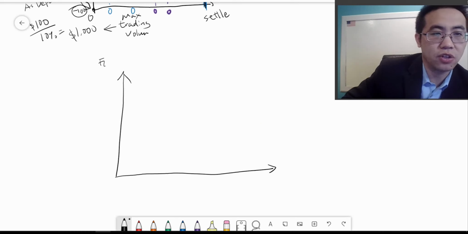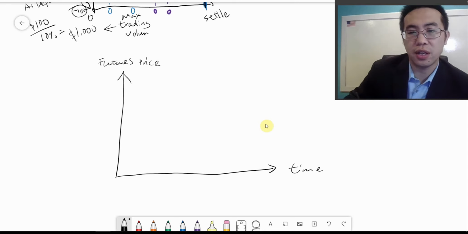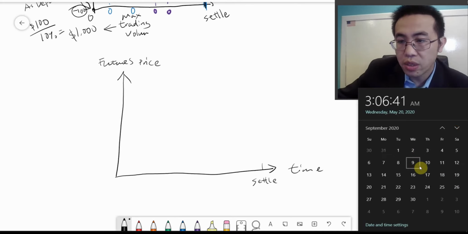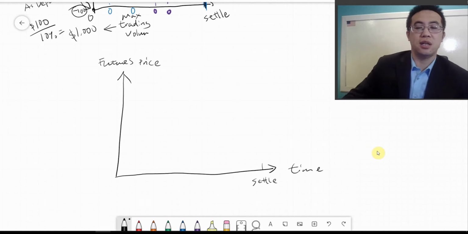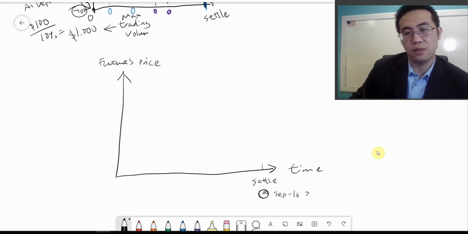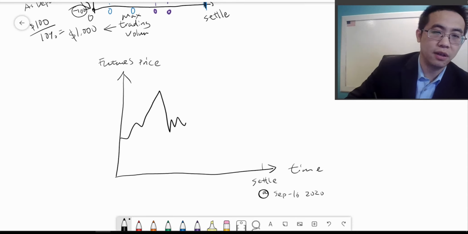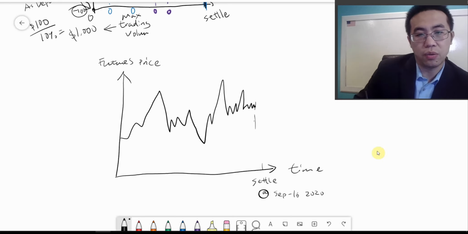Let's say again, this is the futures price, and this is the time. Let's say this future has a settlement date. This time is the third Wednesday of September, which is September the 16th of 2020. Alrighty, so the market also has expectations of the euro rate on that particular date.